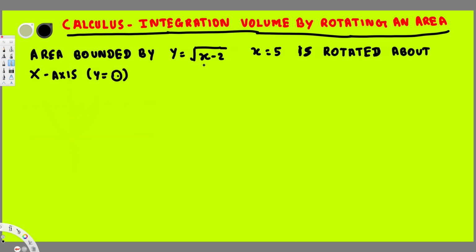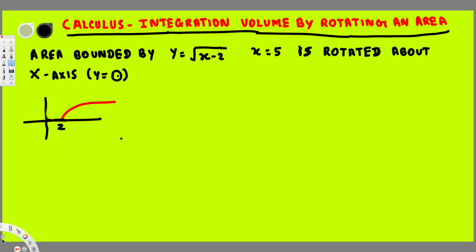Here we have y is equal to root x minus 2, and we know that y is equal to root x graphs goes like this, right? But this is root x minus 2, it means this is shifted 2 units to the right, so we have to move this one 2 units to the right. So this is going to start from 2, and the graph is going to look like this, right?